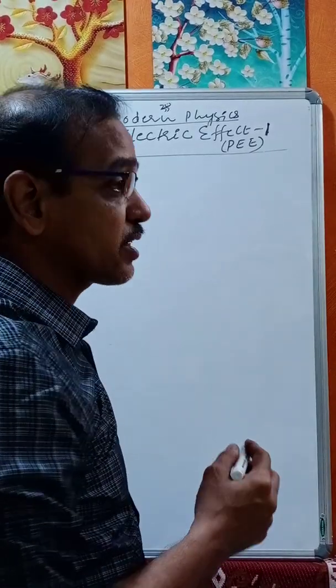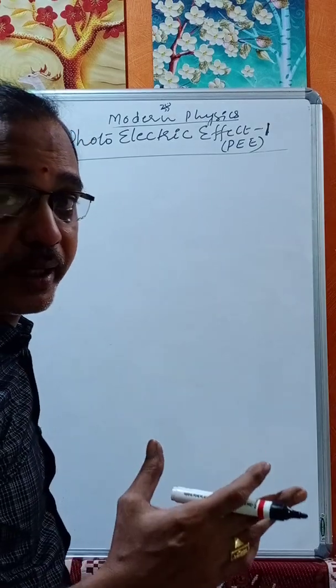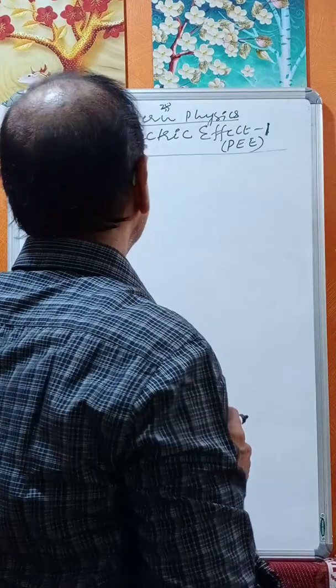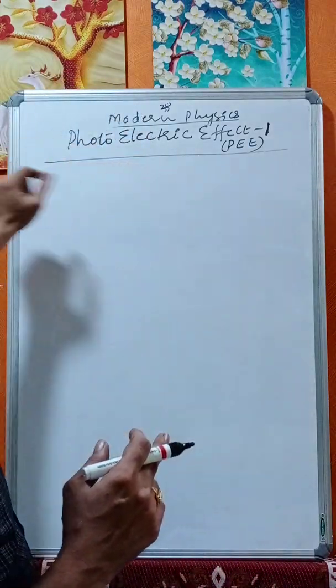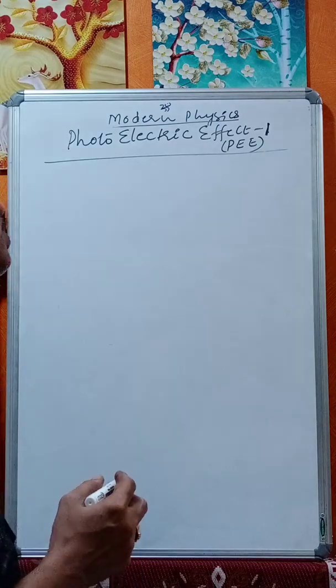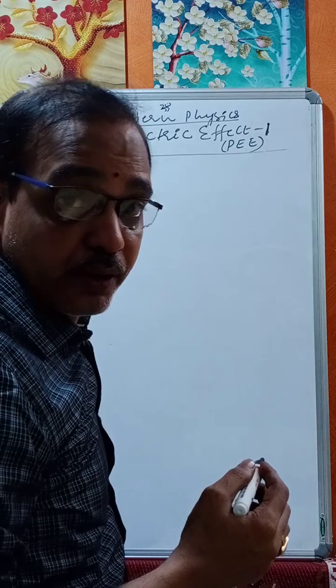So in last classes we discussed modern physics, atoms, Bohr's postulates, Rutherford experiment, drawbacks, hydrogen spectrum, all this we discussed. Now let us see a part of modern physics. It is photoelectric effect.